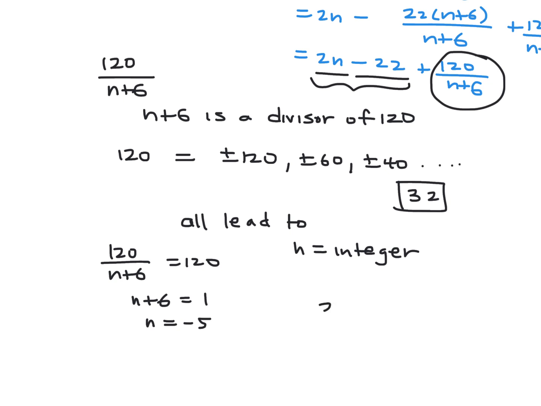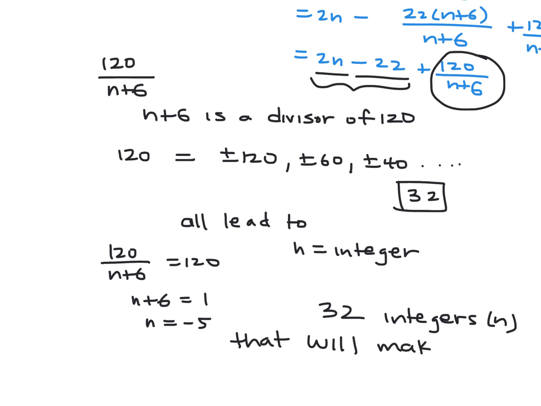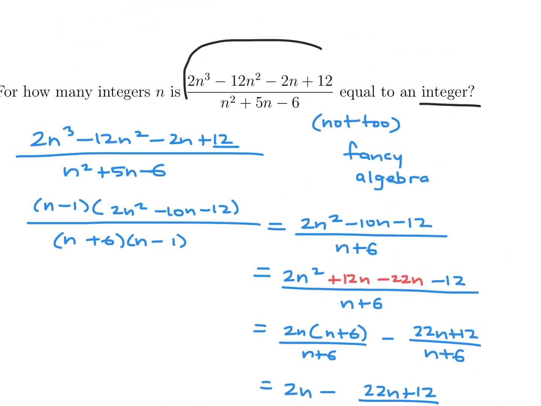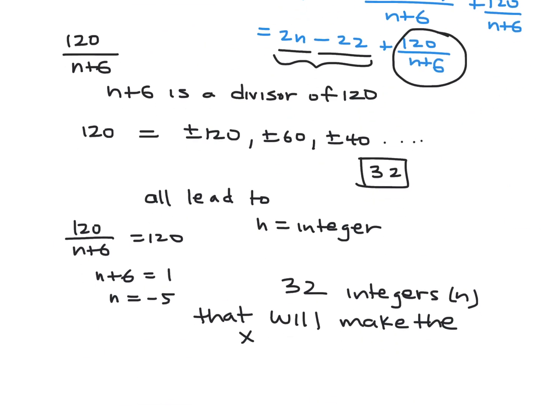So therefore, you'll have 32 integers n that will make that original expression up here, this whole thing, an integer.